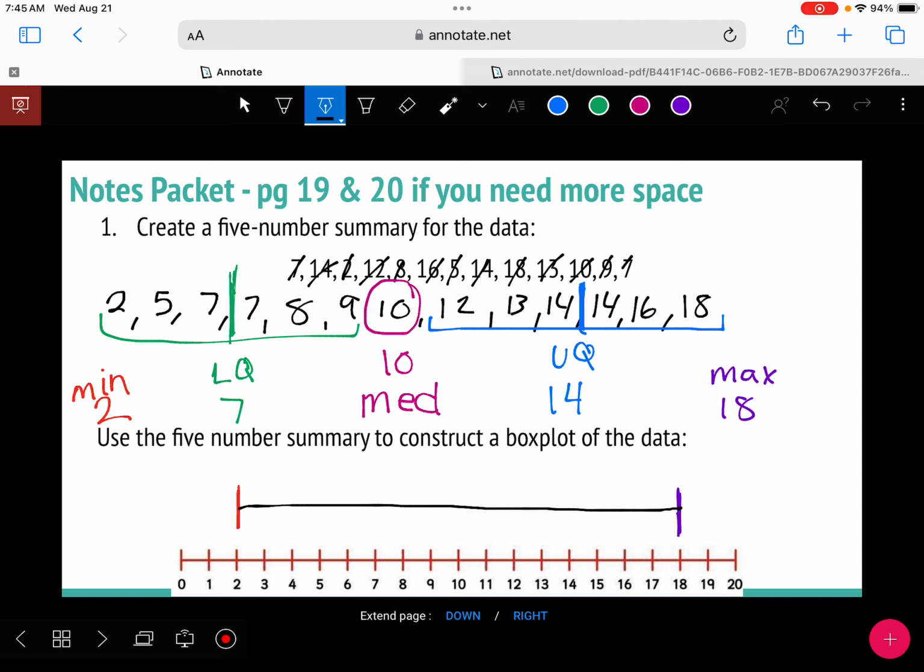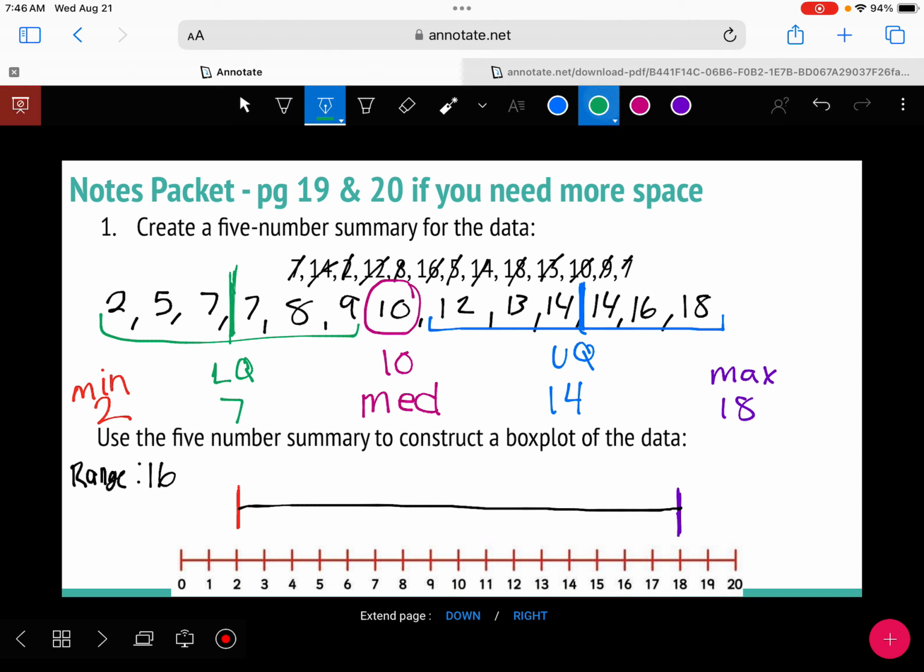The range is how wide is it? How wide is this? What is our range? Just to practice that as well. 16. Because my line right here is 16 spaces long. 18 minus 2. That's what the range is showing. It's how wide our data is.